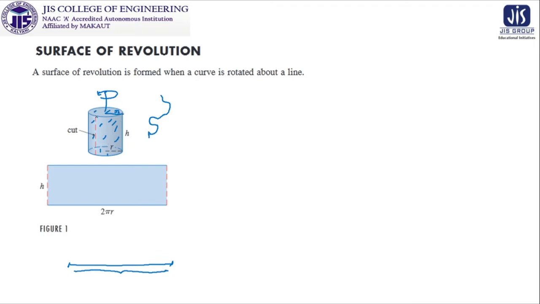We know that if the radius is r, then the perimeter is 2 pi r. So this length, starting from this point and going in this direction, will be 2 pi r. So what will be the area now? It became a rectangular shape, so the area will be 2 pi rh.